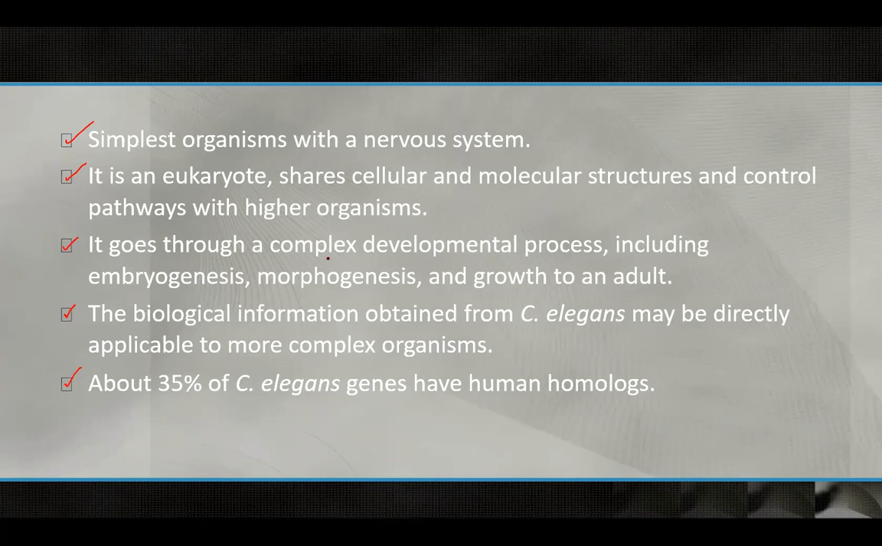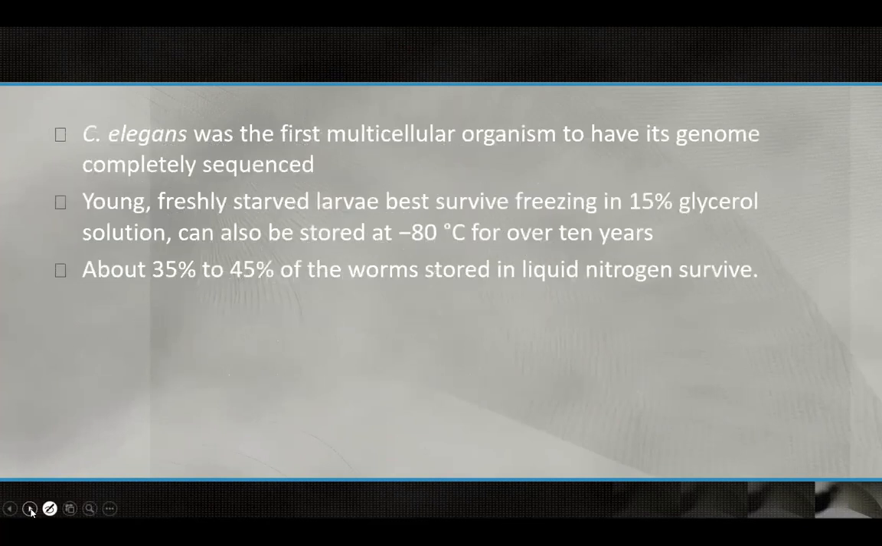These are some data that you have to remember. I mean, I am coming to the main point. C. elegans was the first multicellular organism to have its genome sequenced. Young fleshy starved larva best survives freezing in 15% glycerol solution, and can be stored at minus 80 degrees Celsius for a very long period of time. In such a period of time, they form a Dwar modification. Now, what is this Dwar modification that we are going to visualize?